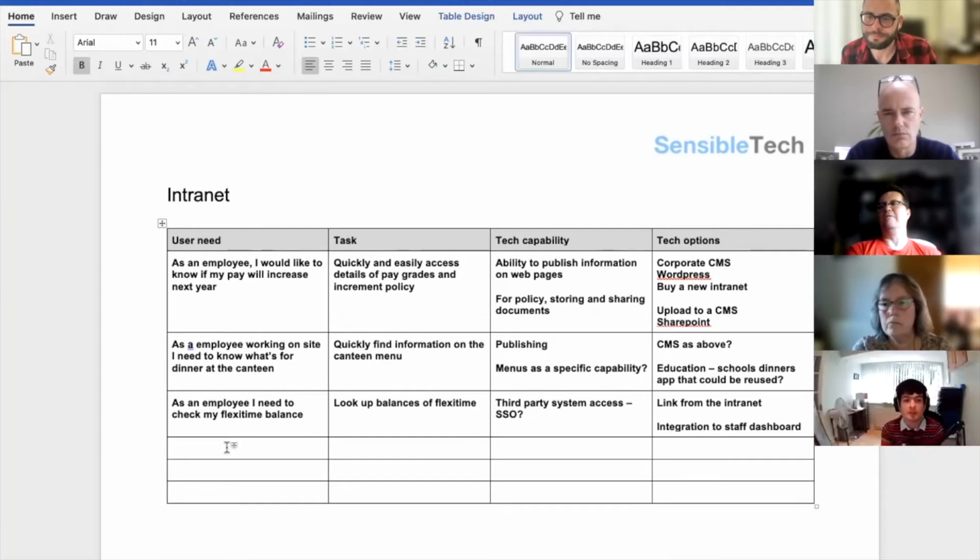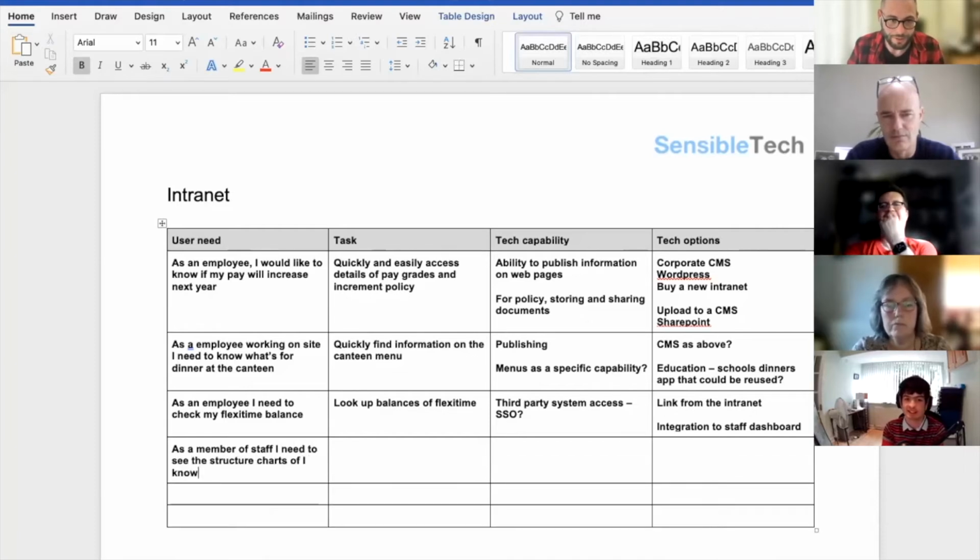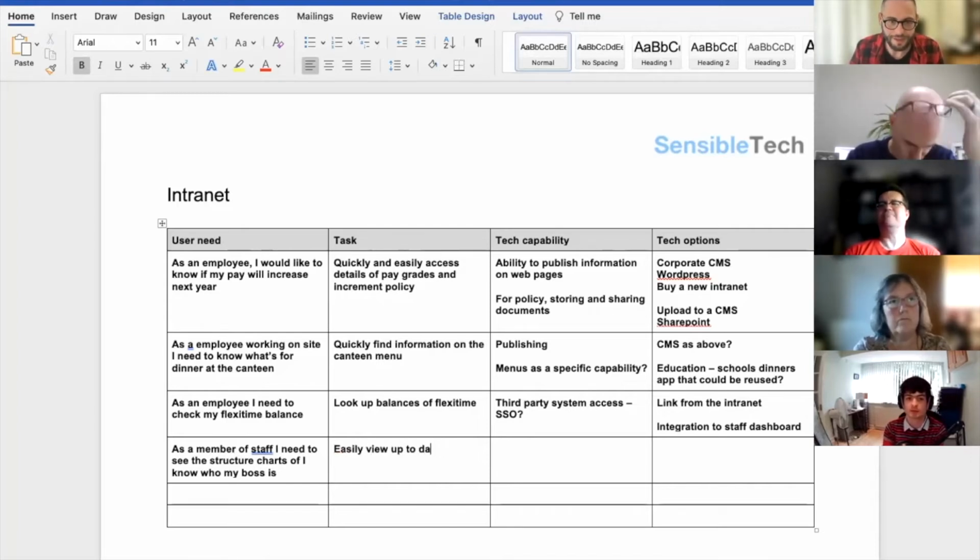One of the ones that we had was seeing the structure of the organization. As a member of staff, I'm avoiding the word employee now, I need to see the structure charts so I know who my boss is. Okay, so that's one there, and in terms of that task, it's a relatively straightforward one. So, easily view up to date structure charts.